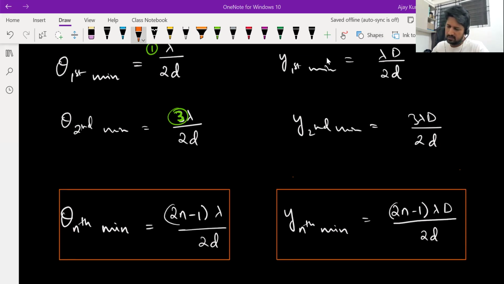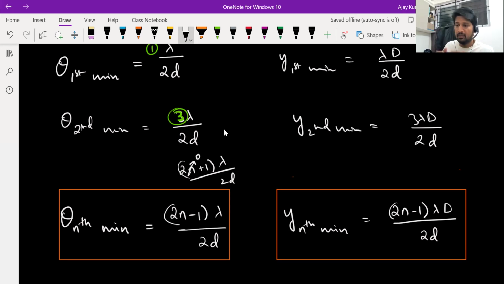Pradyun is asking, 2n plus 1 can work from n is equal to 0. But see, we want the distance of the nth minimum. If you substitute n as 0 in 2n plus 1 lambda by 2d, you get lambda by 2d.